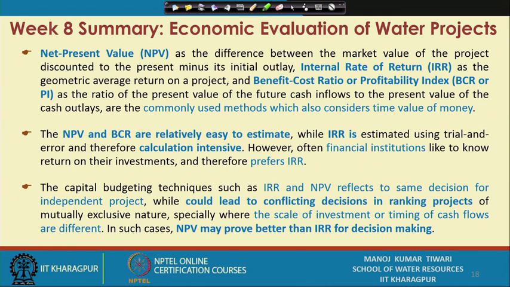Then if we look at the other methods, the net present value or NPV is the market value of the project discounted to the present, minus its initial outlay. Then there is the internal rate of return, which is primarily the geometric average return on a project, or the benefit cost ratio or profitability index, which is the ratio of the present value of the future cash flow, discounted to present time, to the cash outlays. These are the other commonly used, relatively popular methods, which consider the time value of money also.